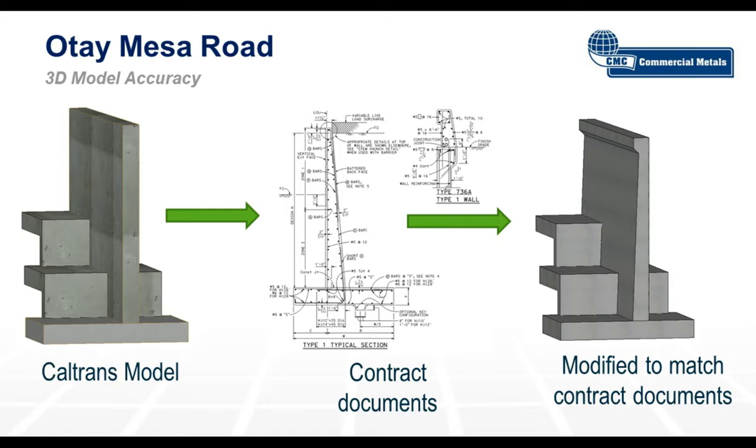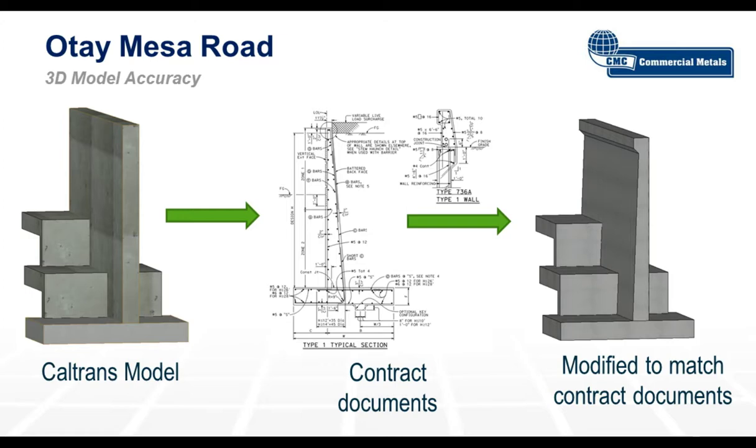Other thing I want to point out is 3D model accuracy. With the same model that we were testing, doing this case study with Caltrans, we noticed that the retaining wall was modeled straight up. It was not matching the contract documents. So the rebar detailer modified the model to match the contract documents.